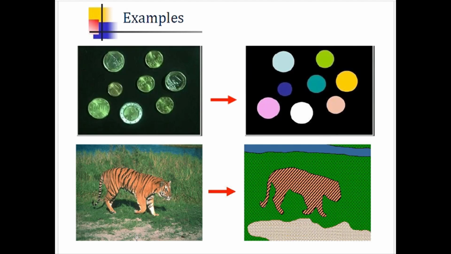Suppose you see this image. Here is the sand, this is all the grass, this is the tiger, and this is the water. If you see the segmented image, each region or each object is separated like this. If you observe the segmented image, we can identify this is the tiger and this is the grass, this is the water and this is the sand.